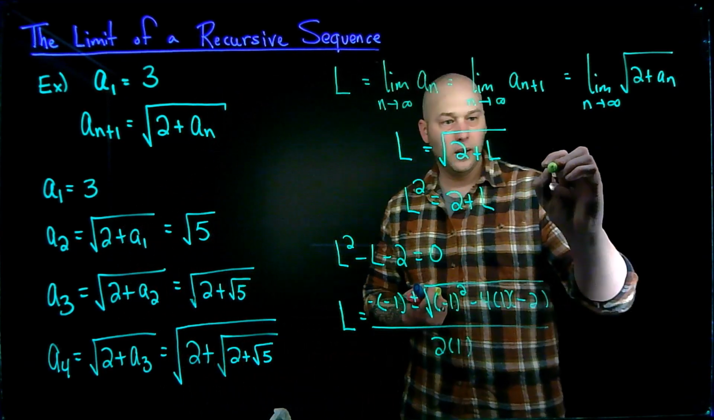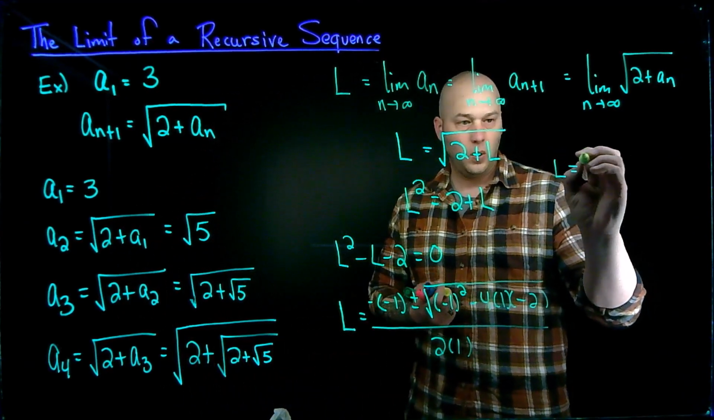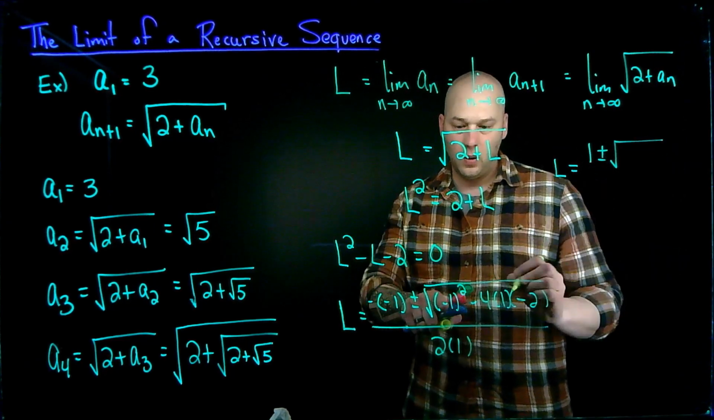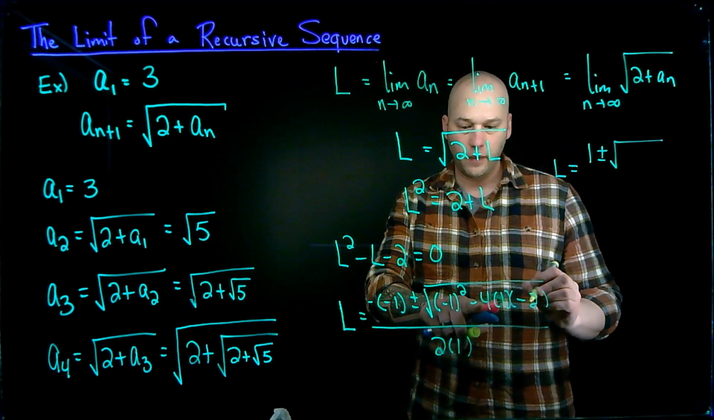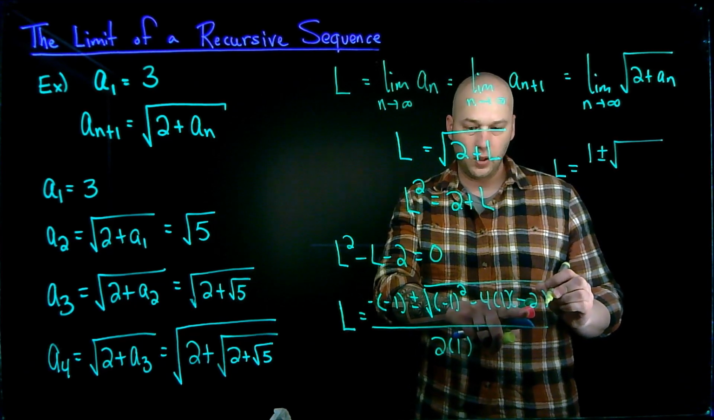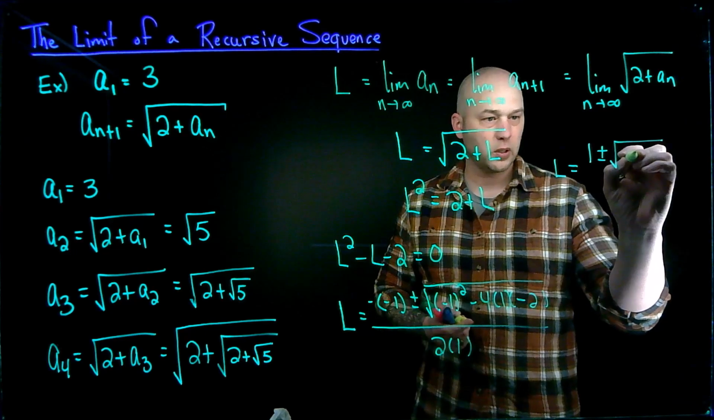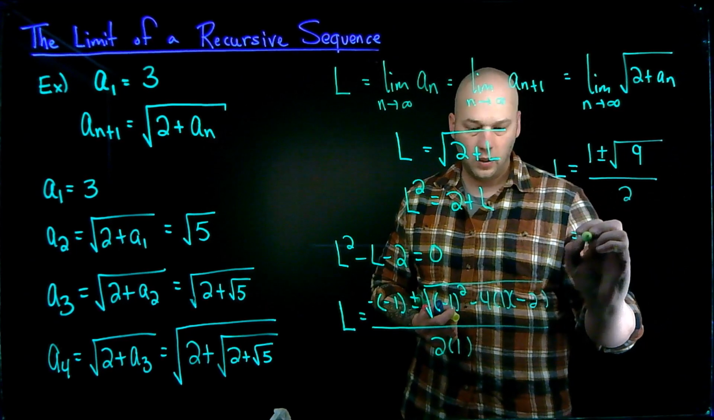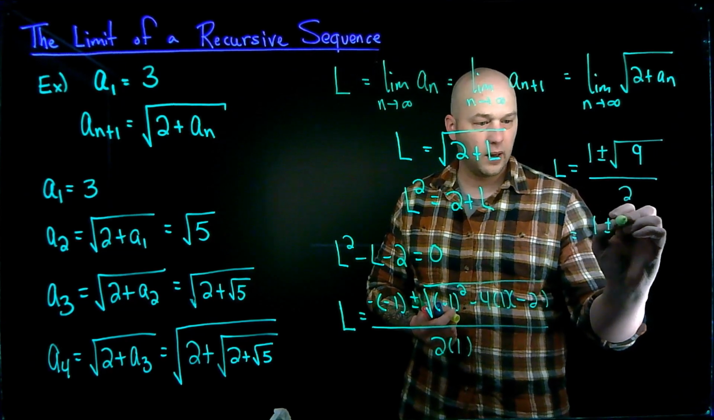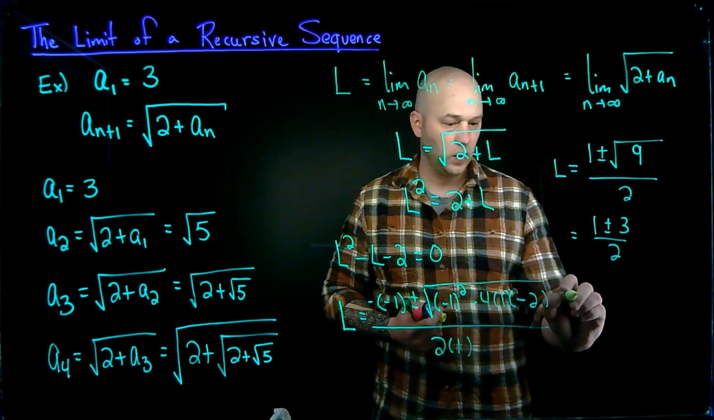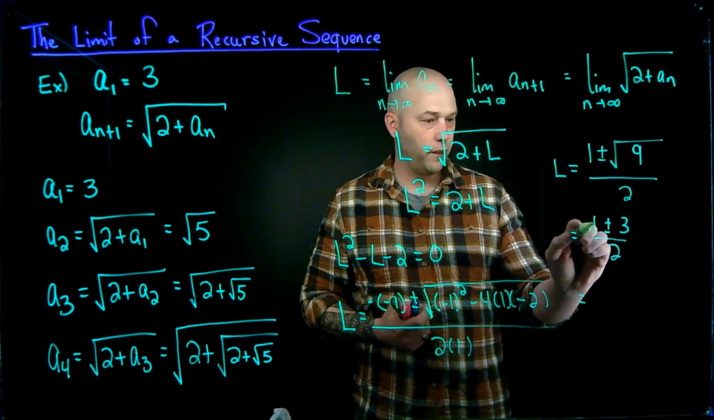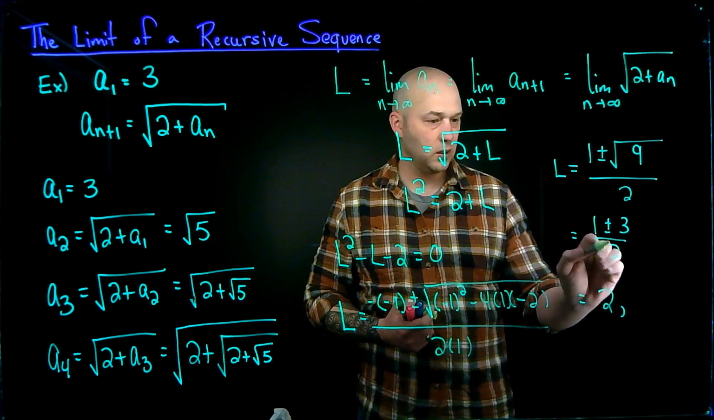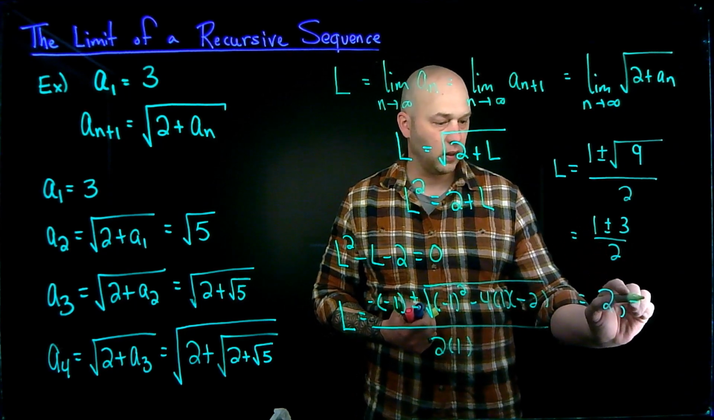Okay, clean that up. I get L is equal to 1 plus or minus the square root. So negative 1 squared is 1, and then 4 times negative 2, that would give me 8. So this would be plus or minus the square root of 9, all over 2. So I get 1 plus or minus 3 over 2. 1 plus 3 is 4 over 2, which is 2. And 1 minus 3 is negative 2 over 2, which is negative 1.